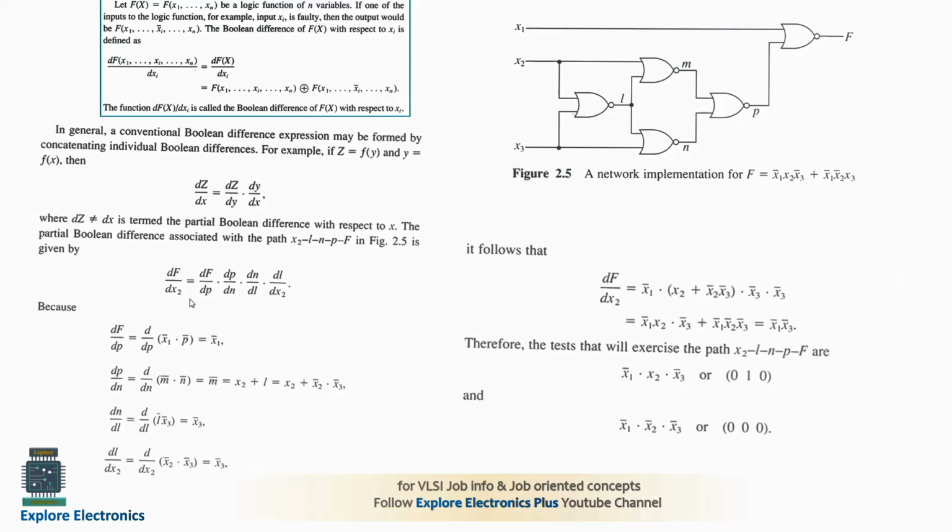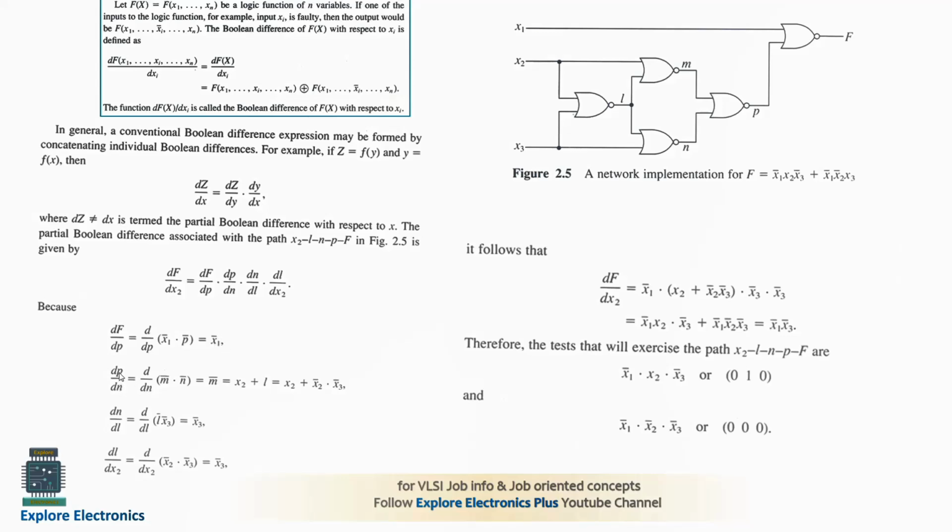So now, similarly as we did df by dp, what is f here? F is x1 XOR with p. x1 XOR with p means x1 plus p whole bar. x1 plus p whole bar can also be written as x1 bar into p bar. Apply De Morgan's theorem, then we will be getting x1 bar into p bar for this f and p, for the output NOR gate. And if you differentiate with respect to p, the remaining term will be x1 bar.